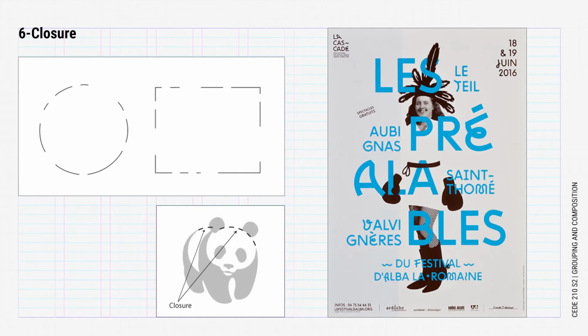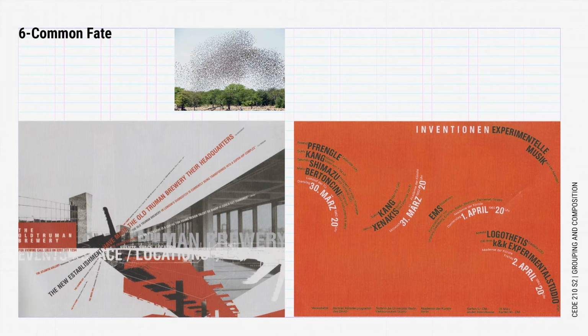This is often used with logos where limited shapes are used to suggest a larger image. We can definitely see this in the World Wildlife Foundation logo of the panda, where we automatically complete the logo of the top of the panda's head and body because of the suggested shapes of the ears and the arms.